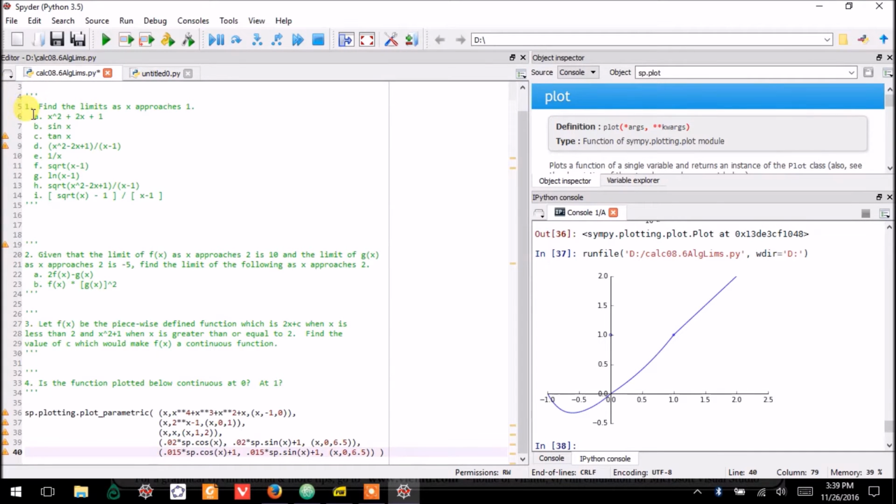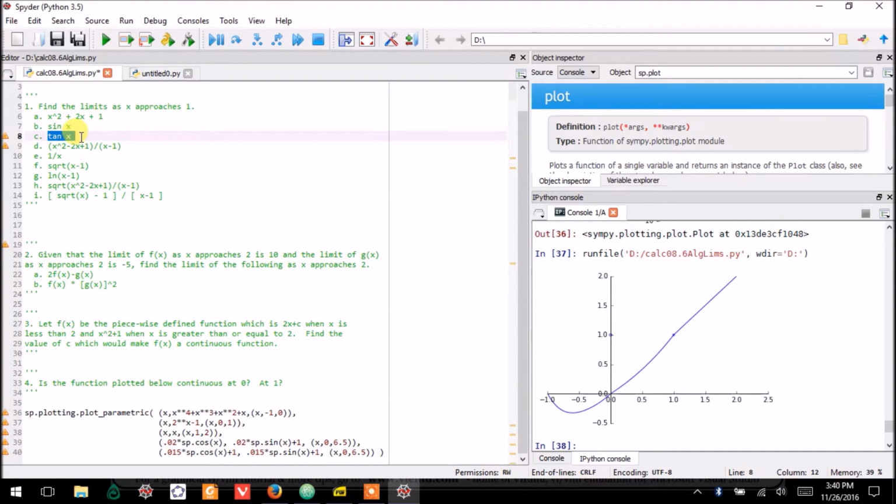So for the first problem, it is a continuous function, so you just plug in. And if you plug in 1, you get out 4. In the next one, sine is a continuous function. So again, you just plug in. You could calculate that as a decimal if you like, but really just leaving it as sine of 1 is as good as anything else.